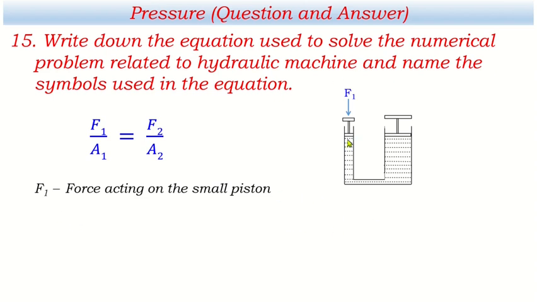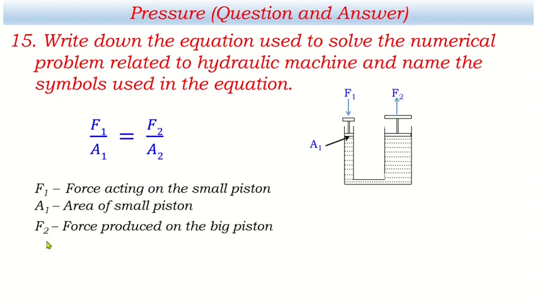This force is acting through this surface area, and this surface area is called the area of the small piston, and this is represented by A1. Because of this force and area, pressure is produced in this liquid and it transmits to the big piston, and a force acts on the big piston that can be represented by F2. So in the formula, F2 is the force produced on the big piston, and the area of the big piston is represented by A2, and A2 is the area of the big piston.